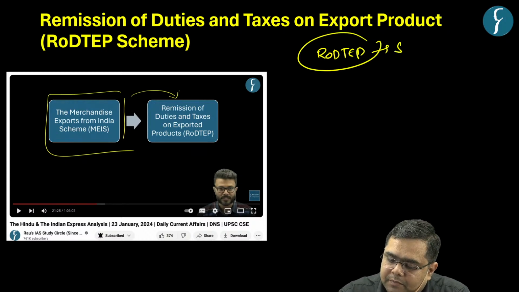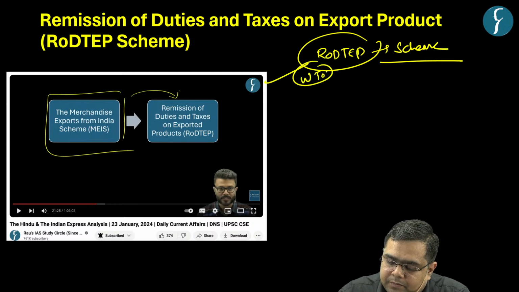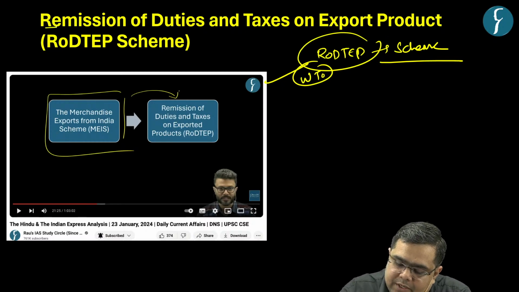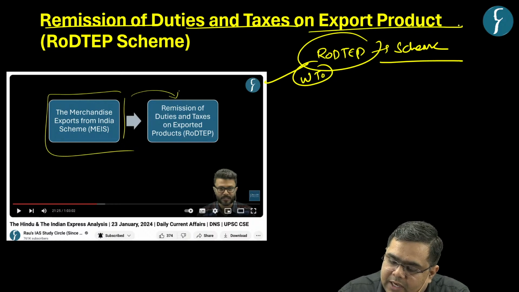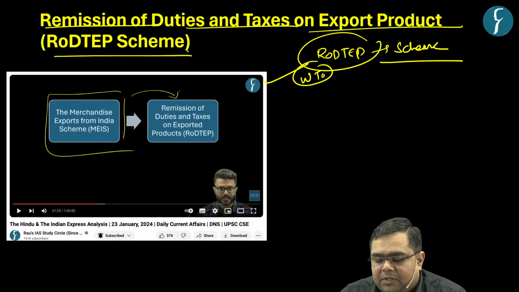Now let us discuss another news or scheme with respect to WTO. So what happened? What is the context of this news? This particular scheme, that is the Remission of Duties and Taxes on Export Products, the RoDTEP scheme, was in the news because of the visit of WTO officials to India.